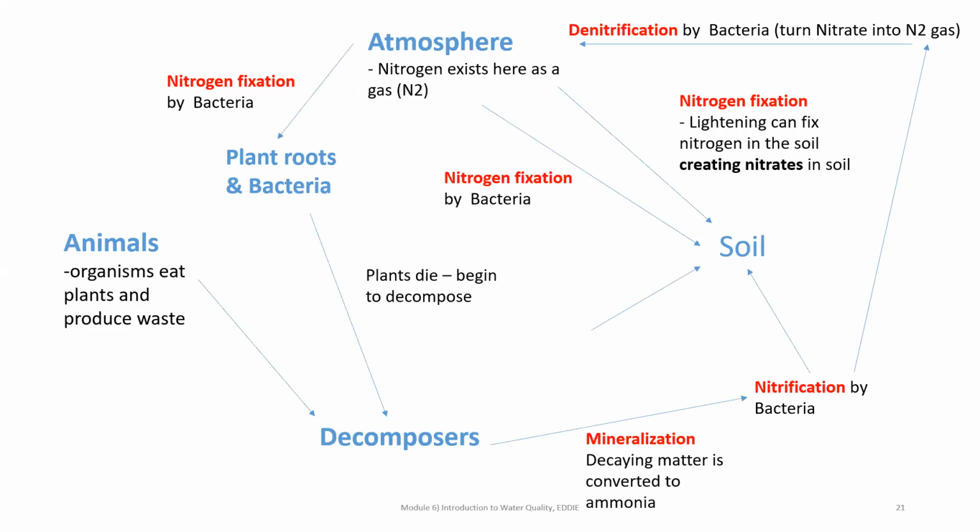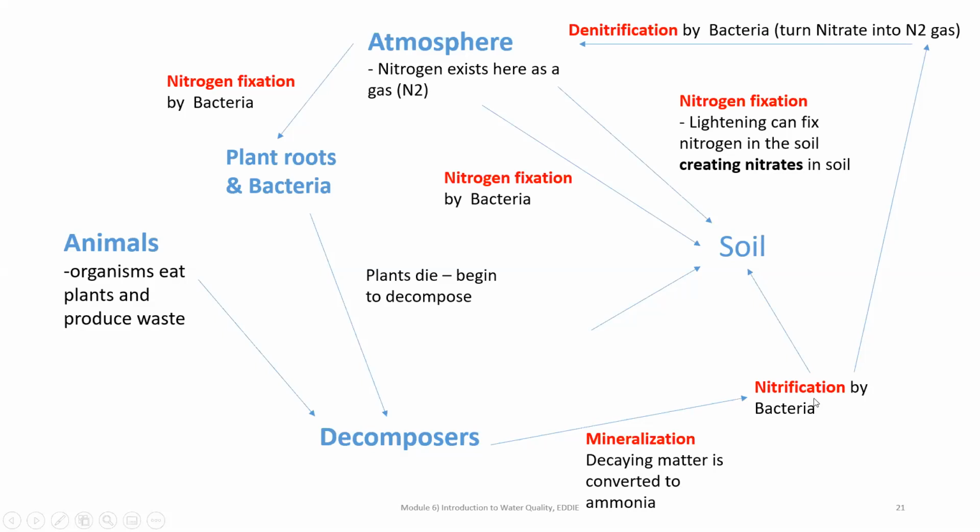So this is something that I drew for you guys. You've got your animals, they're going to eat plants and produce waste. All right, that waste is going to go to your decomposers. That waste is in the form of ammonia, right? So they're going to mineralize that, which your decomposers are going to convert decaying matter to ammonia.